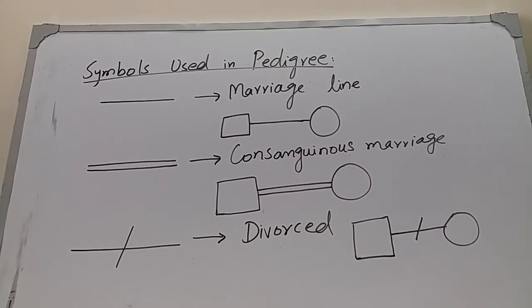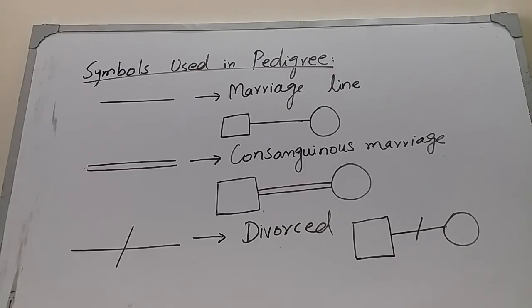Now relationships. Relationships between individuals are represented by using lines. A single horizontal line between square and circle shows a marriage line or a mating line. Double horizontal lines show consanguineous marriage. It means the marriage between close relatives, or we can say the marriage between cousins. So if the marriage is between cousins, we will use double horizontal lines between circle and square.